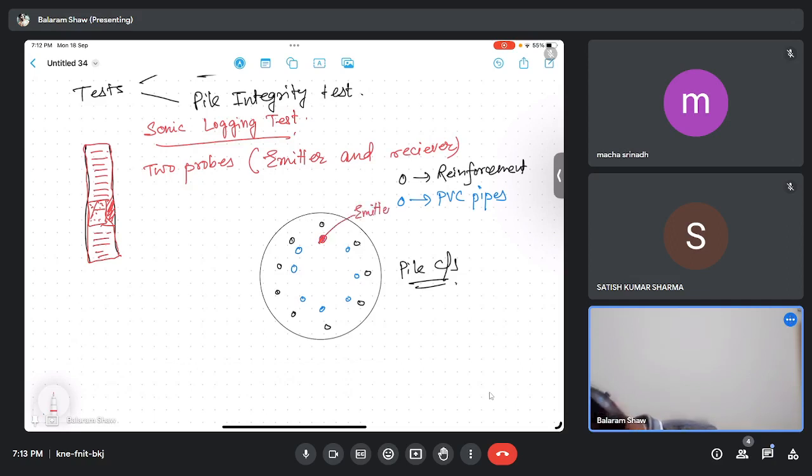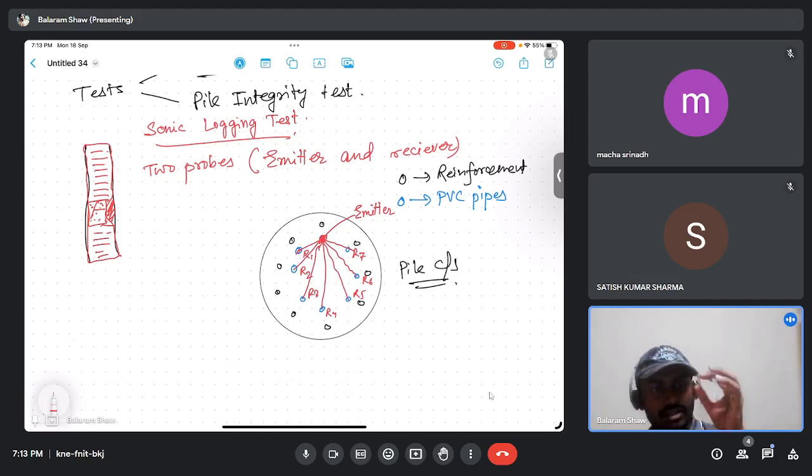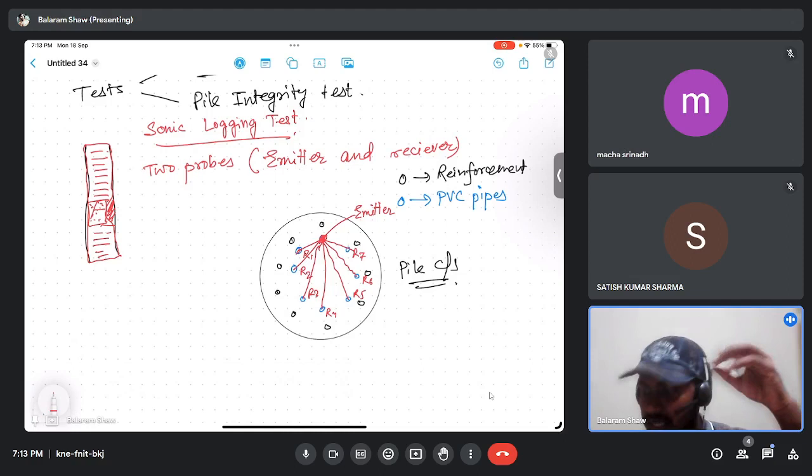So now let us say in one of the PVC pipes, this one, we have lowered the emitter, and in the others we'll put the receivers, so that we'll know the distance and then we'll understand. So let us say we have receiver 1, receiver 2, receiver 3, receiver 4, receiver 5, receiver 6, receiver 7. Now we know the distance from each of the PVC pipes to whichever PVC pipe we have lowered the emitter.